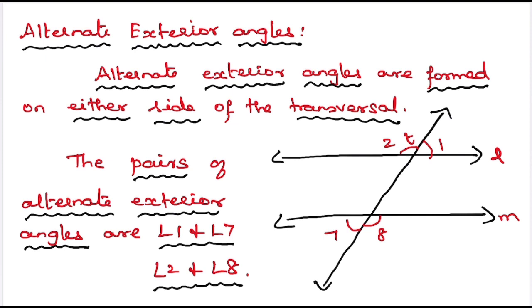Next, alternate exterior angles. Alternate exterior angles are formed on either side of the transversal. That is, the pairs of angles should be outside the two lines, and also on opposite sides. For example, in this figure, the pairs of alternate exterior angles are angle 1 and angle 7, angle 2 and angle 8.